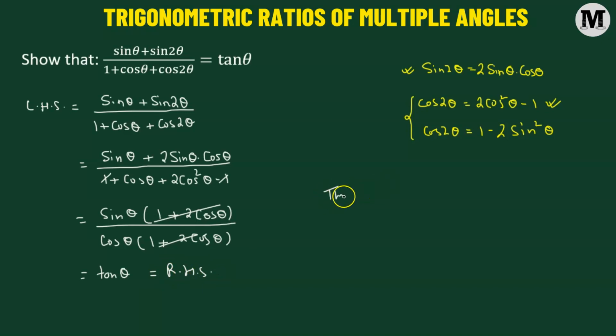Thus we have successfully shown that the left hand side of the given trigonometric equation equals the right hand side. So that means it is a valid equation, hence proved.